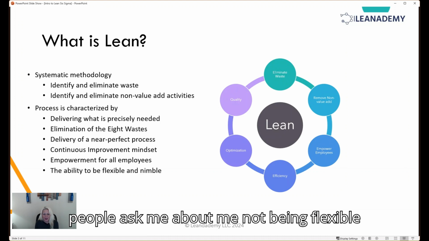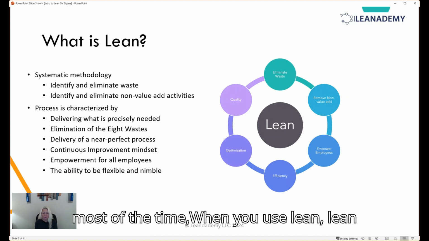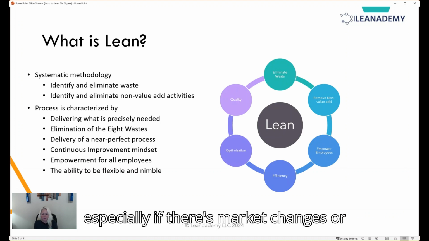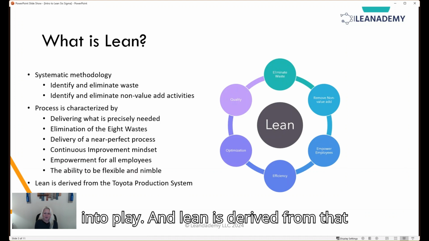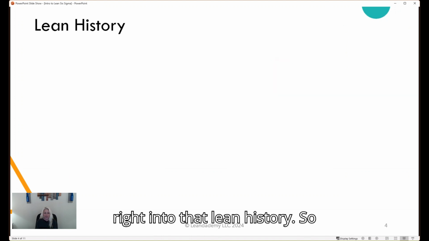A lot of times people ask me about Lean not being flexible and nimble, but what I like to say is that most of the time, when you use Lean, it does allow you to be flexible and nimble, especially if there are market changes or another pandemic that might come into play. And Lean is derived from the Toyota Production System. So let's jump right into that Lean history.